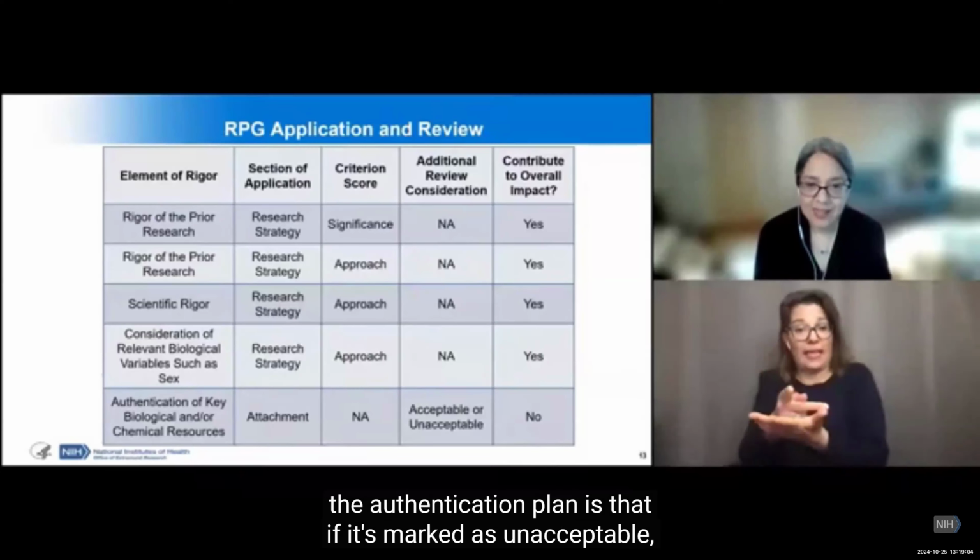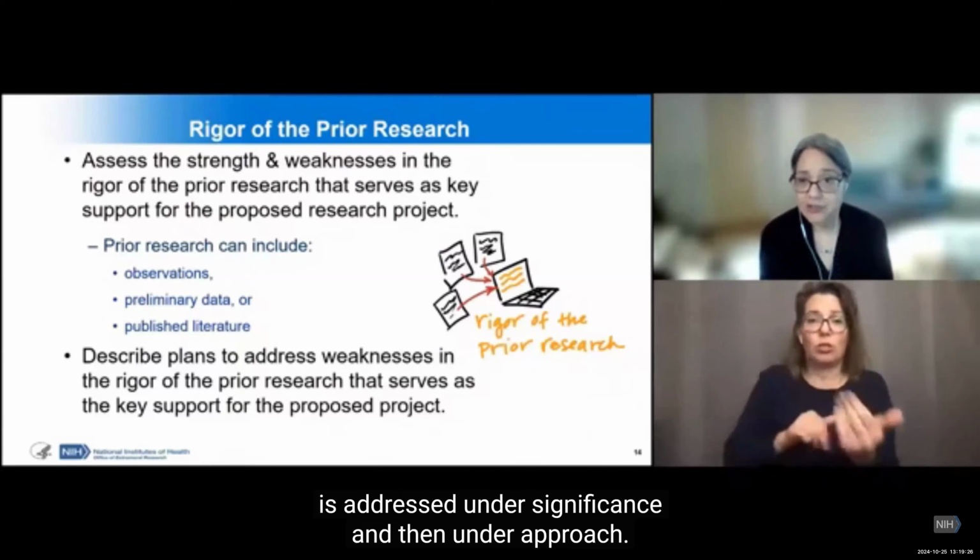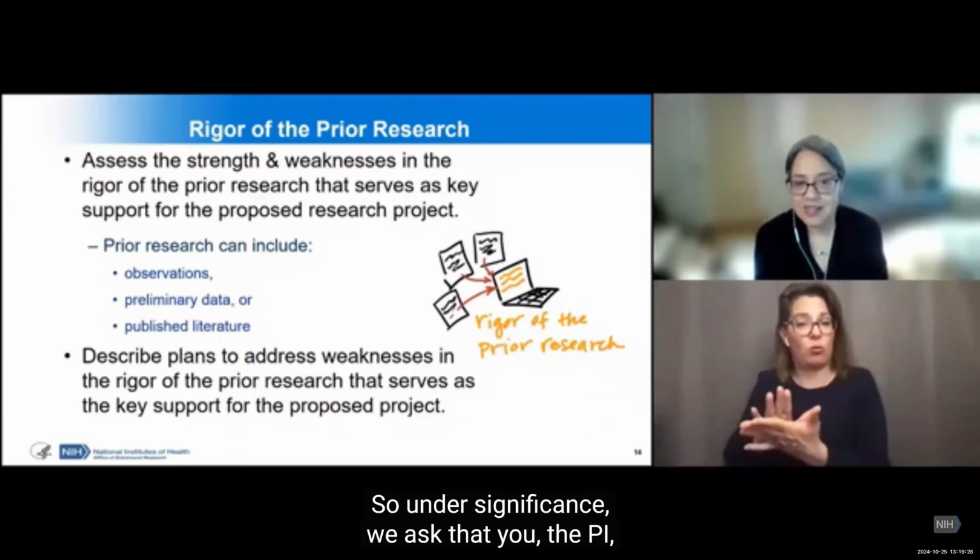an acceptable plan. Okay, so now I'm going to go through each of those elements in a little bit more detail and address some of the questions that we've had about them. As I mentioned, rigor of prior research is addressed under significance and then under approach. So under significance, we ask that the PI addresses the strengths and weaknesses in the rigor of the prior research that serves as a key support for the proposed research project.